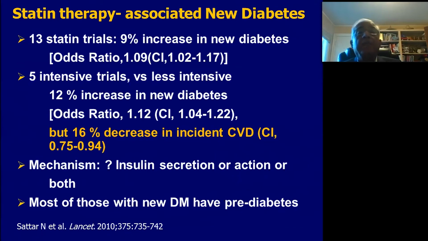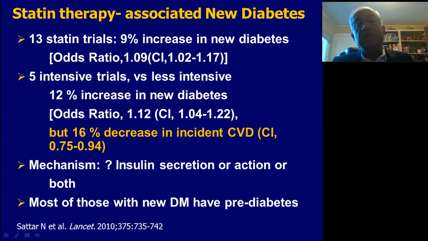The second problem is, let's say you have a patient with no diabetes and you start them on statin therapy. Recently, it's been brought up in various statin trials. There's a small but significant increase in the risk of developing new diabetes in someone who does not have diabetes yet. So that's not such a nice thing. And in intensive trials, in fact, there was a further 12% increase in new diabetes because the more intensive the statin therapy, the more likely they may get diabetes.